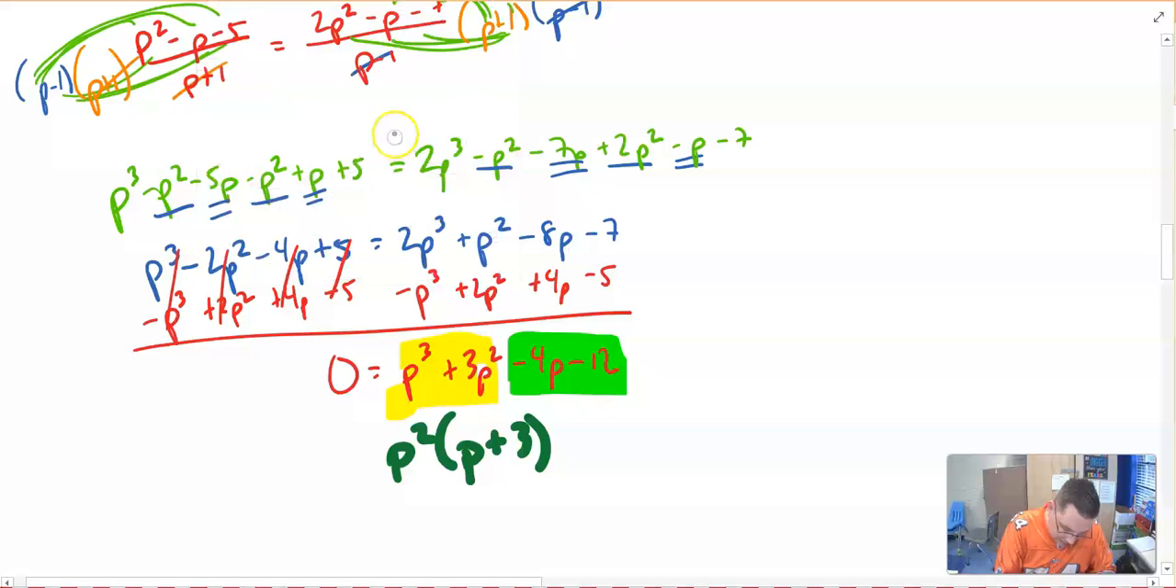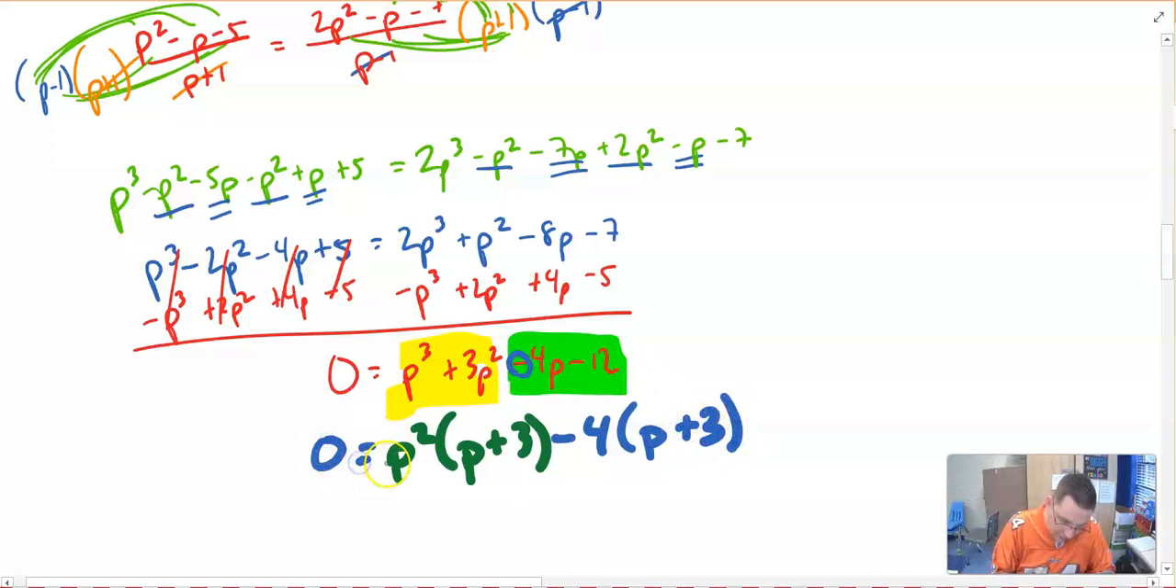From the second part, remember, you're always going to pull this sign and put it here. 4 and 12 share a 4. There's no other variable in common. So p, and then we pulled the negative, so it's now positive, and we pulled a 4, so that's going to leave us a 3. And again, all this is still equal to 0.